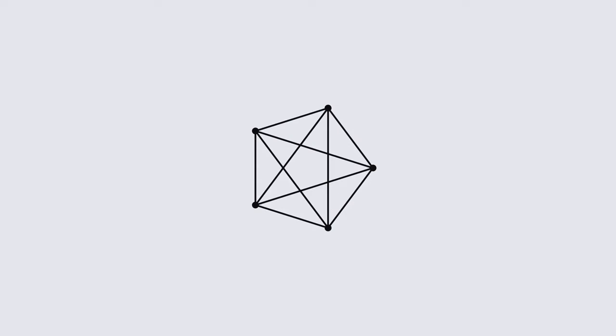This graph seems hard to draw. The last edge always seems to have to cross an existing edge. This graph is called K5, and we'll save it for later.